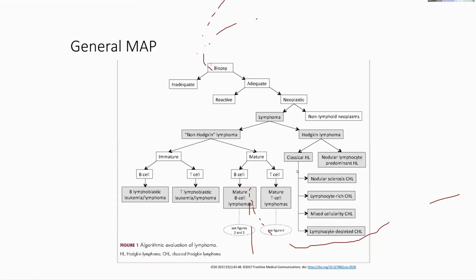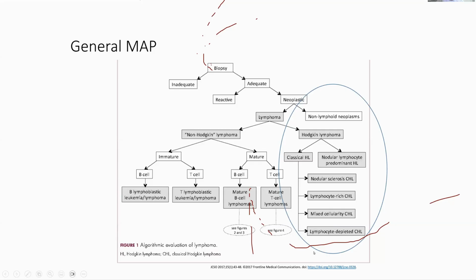So if you have a biopsy in the lab, you assess if it's adequate or inadequate. If it's adequate, you see if it's neoplastic or reactive. If it's neoplastic, you will see if there is a non-hematolymphoid malignancy like metastatic disease, or a lymphoma. And then for the lymphoma, the big umbrella is either Hodgkin or non-Hodgkin lymphoma.